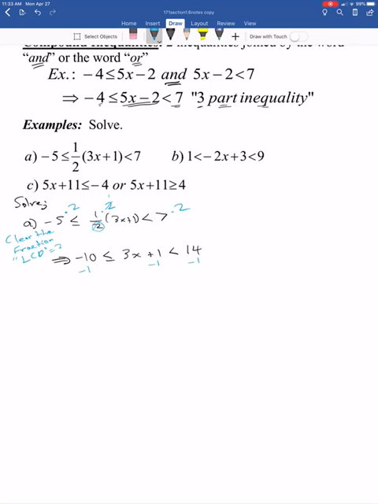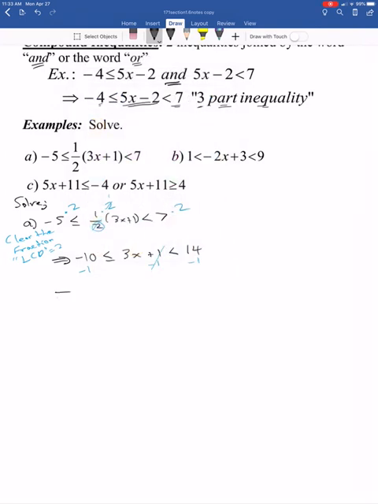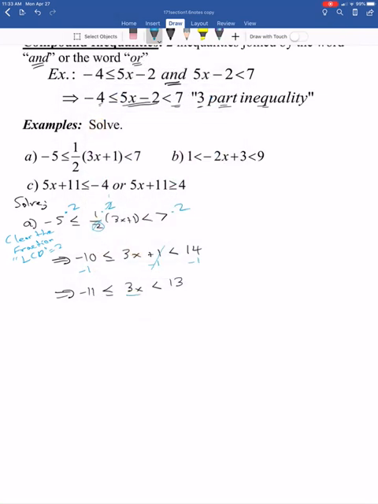Now as we do that, nothing changes with the inequality symbols. We're not multiplying and dividing by negative. We're adding a negative. So nothing changes there. But with that step, we're now down to negative 11, and in the middle, 3x, less than 13. And then our last step, divide out our 3. And we got to do it with all three parts. Now this is a positive 3, so nothing changes, right? So the inequality symbols stay the same.